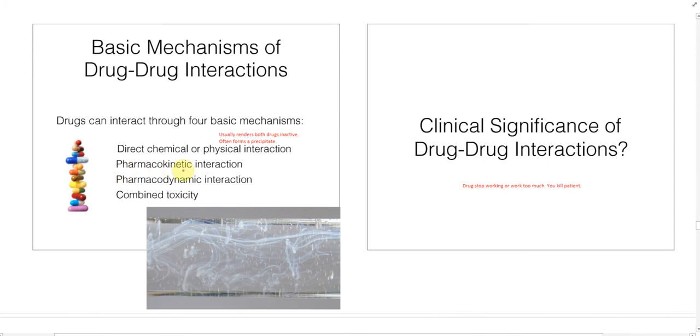We can also have pharmacokinetic interactions, pharmacodynamic interactions, and combined toxicity. We've got 2 things that on their own are toxic. Together they create an even more profound toxic experience. Don't kill your patients.